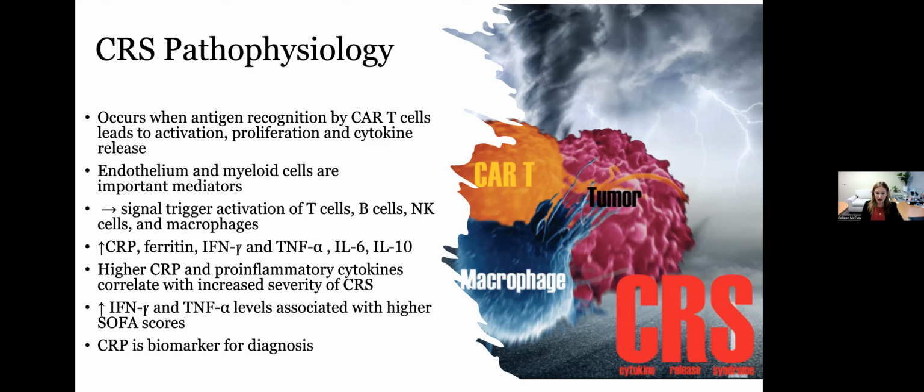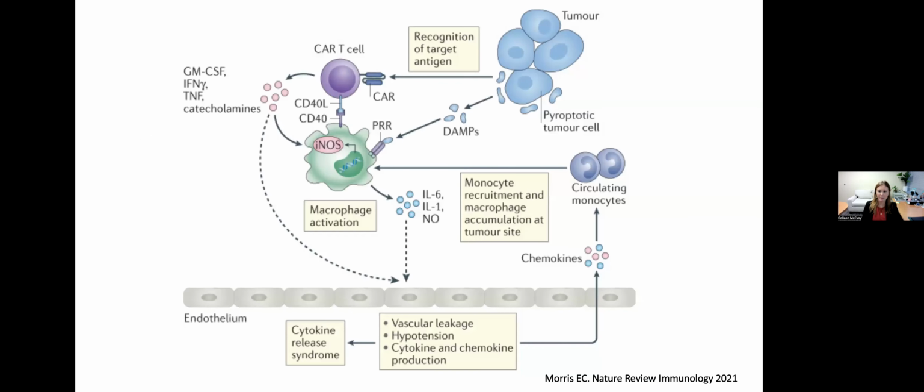We also know that higher SOFA scores are associated with TNF alpha and increased interferon gamma levels. We utilize CRP really, though, as our biomarker for diagnosis. Hopefully, we'll be able to tailor that a little bit more, as we know that CRP can be very nonspecific and does not help us really differentiate between CRS and sepsis well, which we'll talk a bit about here in a little while. This is really just taking a look at all of the things that we've discussed.